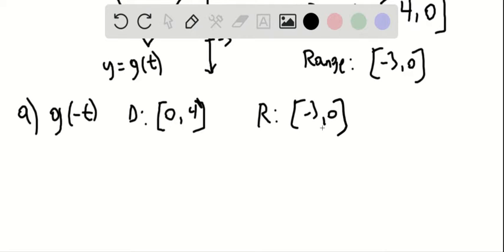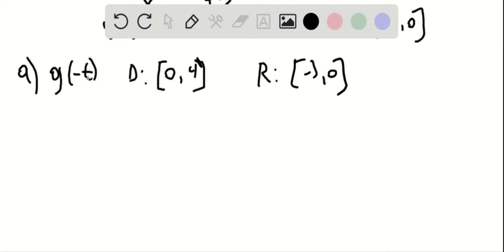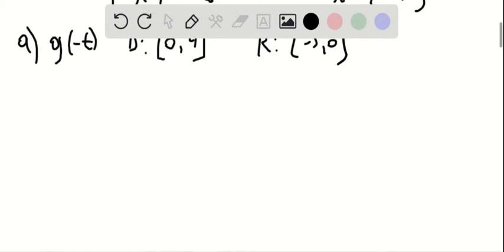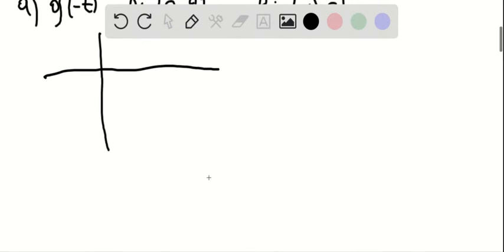Okay, what does that graph look like? Well, this is going to be a reflection about the y-axis. Anything inside the function affects your domain, your x values. So a reflection about the y-axis actually affects the x, or in this case, the t values. So our new graph is going to look like so. Again, we have our y-axis, our t-axis, and we just take this graph and reflect it about the y-axis.